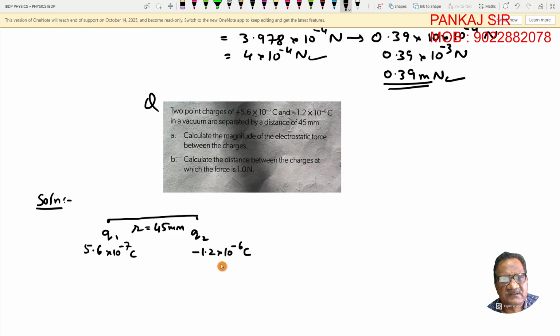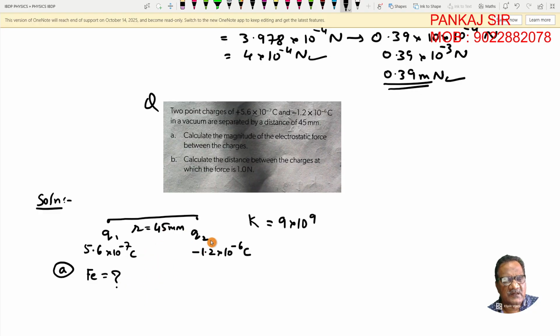So this is the information, and of course because it is vacuum, K will be 9 into 10 is to 9. Now with this as the information, let us try to find out A. Calculate the magnitude of the electrostatic force between the charges. So Fe you have to find out the magnitude, okay? Magnitude. So Fe magnitude is something that you have to find out, right?